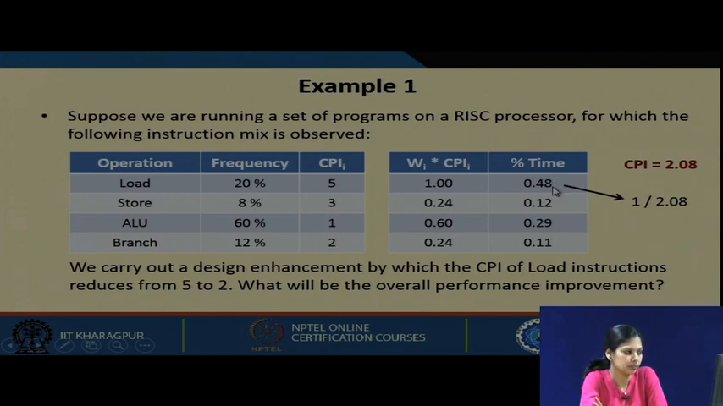Now we carry out some kind of enhancement, and we will see what improvement we can get. We carry out a design enhancement by which the CPI of the load instruction reduces from 5 to 2. So earlier this load instruction was taking 5 CPI, now it will take 2 CPI. What will be the overall performance? Now we want to see the overall performance that we will get. So how do we get it?